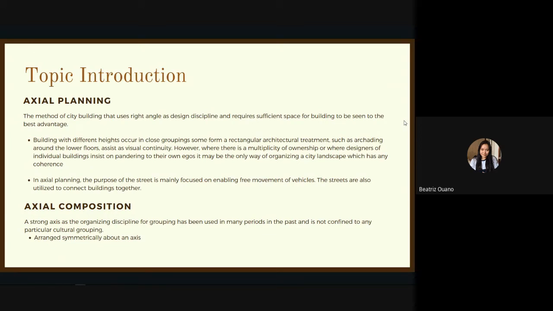So in axial planning, the purpose of the street is mainly focused on enabling free movement of vehicles. The streets are also utilized to connect the buildings together. A strong axis as an organizing discipline for grouping has been used in many periods in the past and is not confined to particular cultural groupings, and it is arranged symmetrically about an axis.